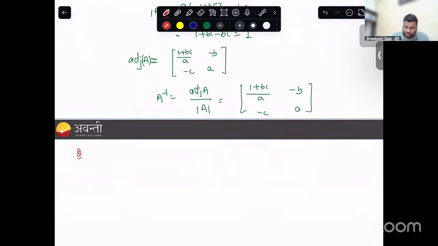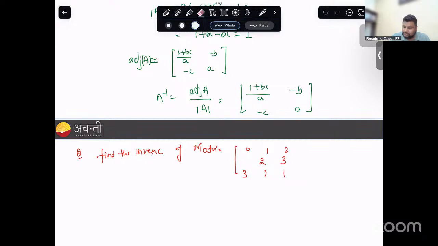Write another question. Find the inverse of matrix with rows 0, 1, 2; 1, 2, 3; 3, 1, 1. Give it a try. Quickly find the adjoint, then find the determinant, and then divide adjoint upon determinant. Quickly do, I give you 2 minutes.